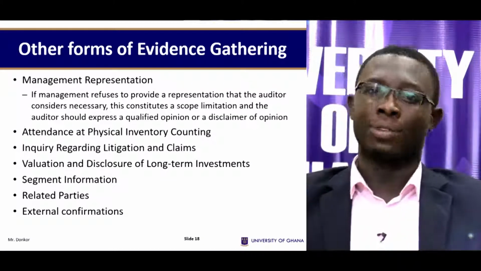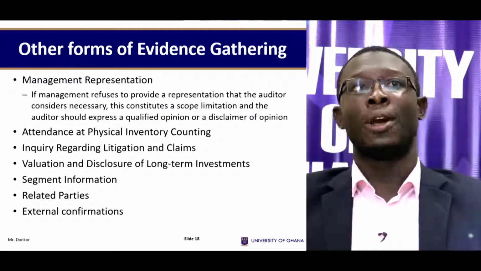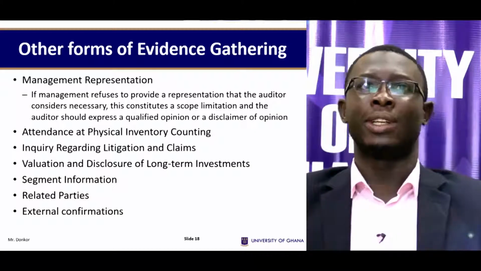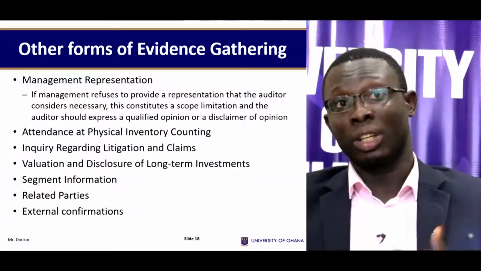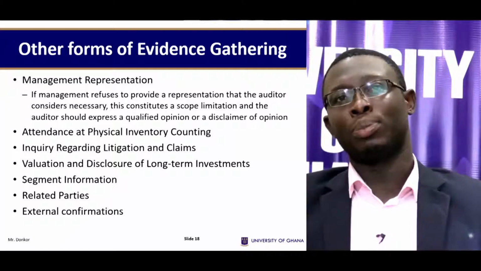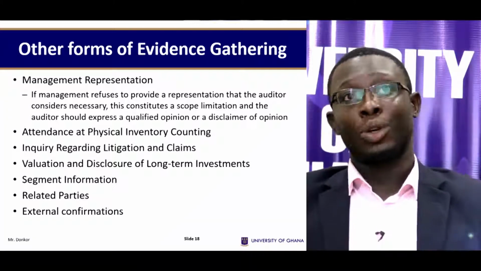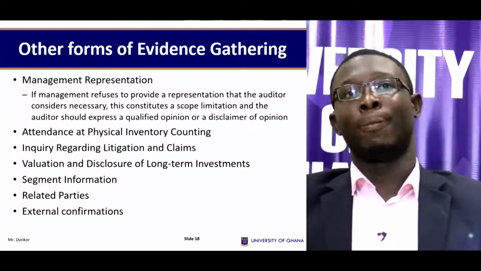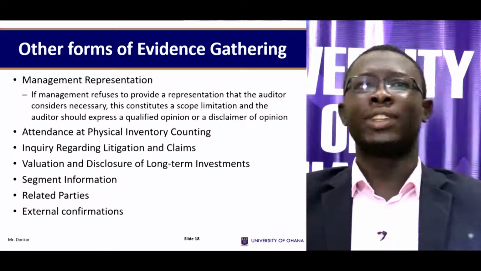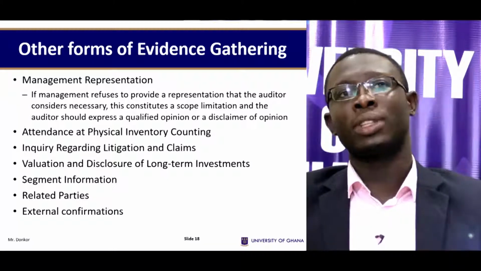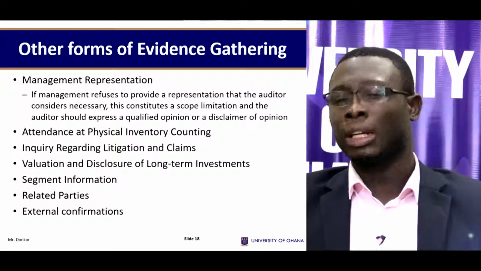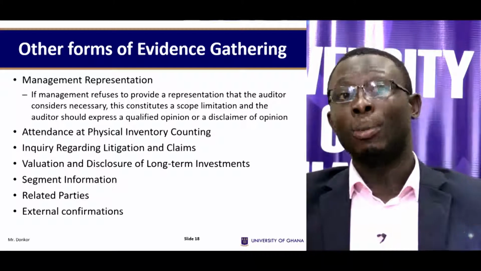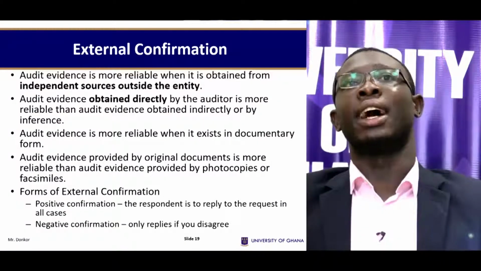There are other forms of gathering evidence, such as management representation. That is, if management refuses to provide a representation that the auditor considered necessary, this constitutes a scope limitation, and the auditor should express a qualified opinion or disclaimer. Don't get confused. We are going to look at the various audit opinions when we get to session 10. We can also gather evidence from attendance at physical inventory counting, inquiry regarding litigation and claims, valuation and disclosure of long-term investments, segment information, related parties, and external confirmation.